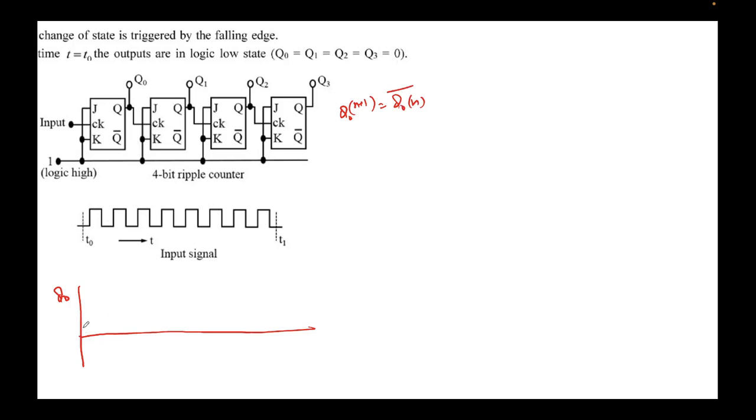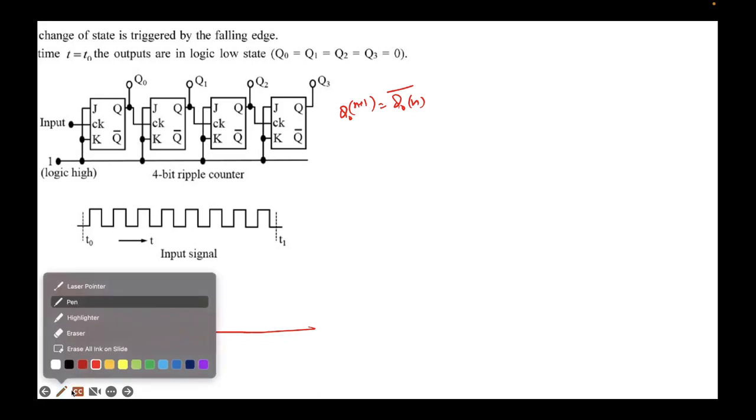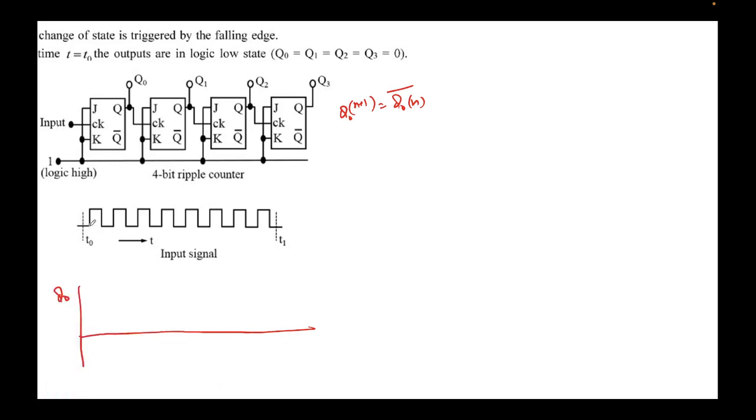So let's just write that with a different pen. Okay, so this is the value. At t0 the value is 0, and the value will remain 0. Note that any change will happen just at the falling edge. So this is the falling edge, again this is the falling edge, right? Because this is the clock for this flip-flop. Okay, so this is how it will look. So it will remain 0 till here.